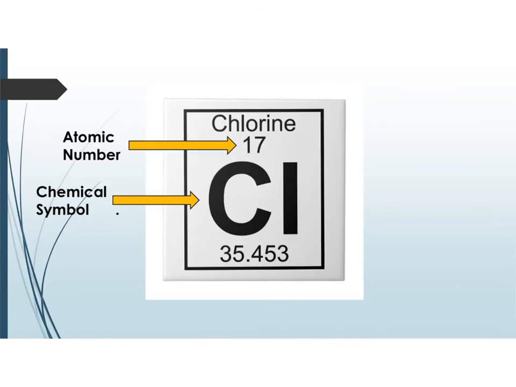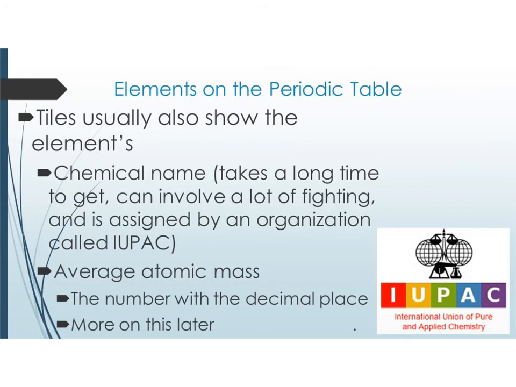Here I'm just showing you that the atomic number is that little doober right there, and the chemical symbol is that guy right there. In addition to the chemical symbol and the atomic number, most periodic tables will show the chemical's name and the average atomic mass. The chemical name, a lot of people want to know how does an element get its name?